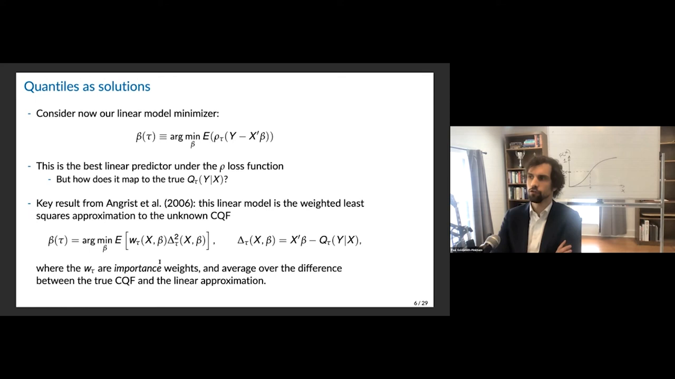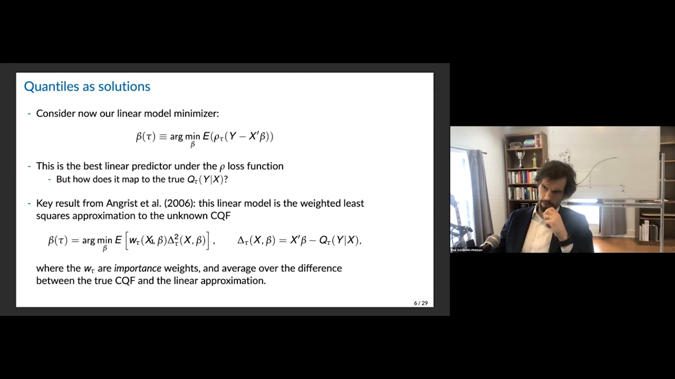where it's minimizing the squared distance between X prime beta and the conditional quantile function, where the weights are what are called importance weights. That's their term from their paper. What it's doing is averaging over the distance between the true conditional quantile function and the linear approximation within a given value, and then weighting the X's depending on the density of the X's. So certain values are going to get more weight than others.